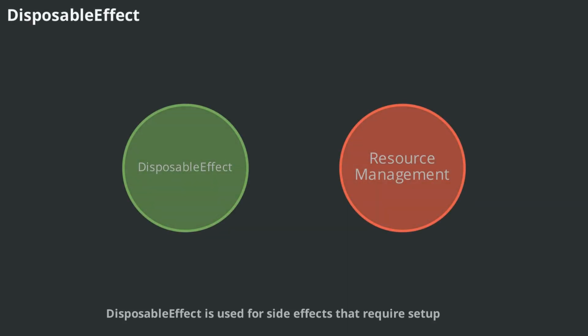Disposable effect is used for side effects that require setup and cleanup, as the composable enters and exits the composition. It's often used to manage resources that need explicit cleanup, like registering or unregistering listeners. Disposable effect ties resource management directly to the composable's lifecycle, preventing memory leaks and ensuring resources are cleaned up when no longer needed.